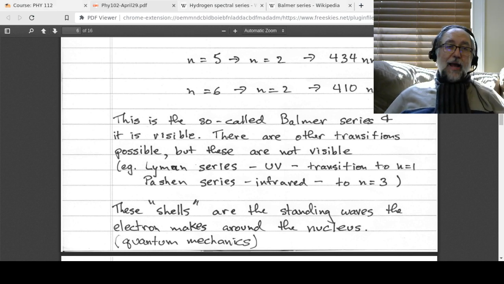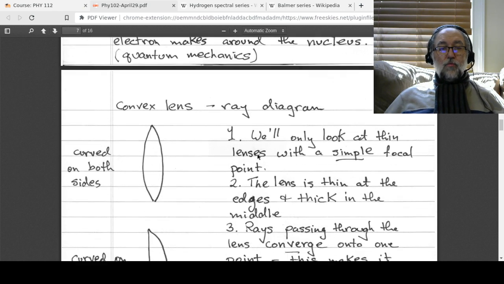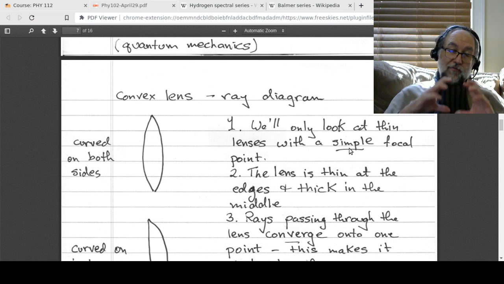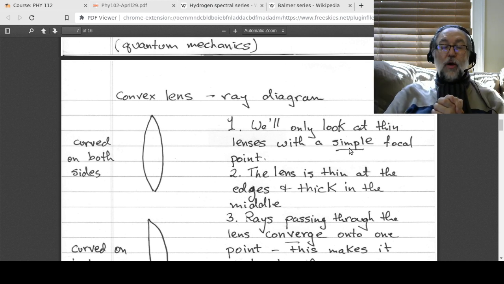Okay, all right, let's get back to the ray diagrams that we're going to be drawing. Let's start off with the convex lens, and let's do the ray diagram, all right? I already mentioned this. We're only going to look at what are called thin lenses, and that means that the focal point is going to be simple, okay? It's not going to be a smeared out focal point.